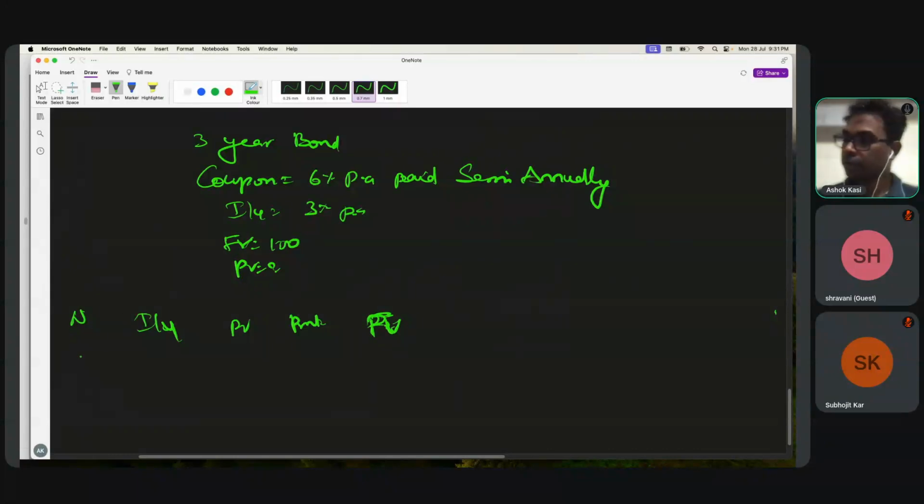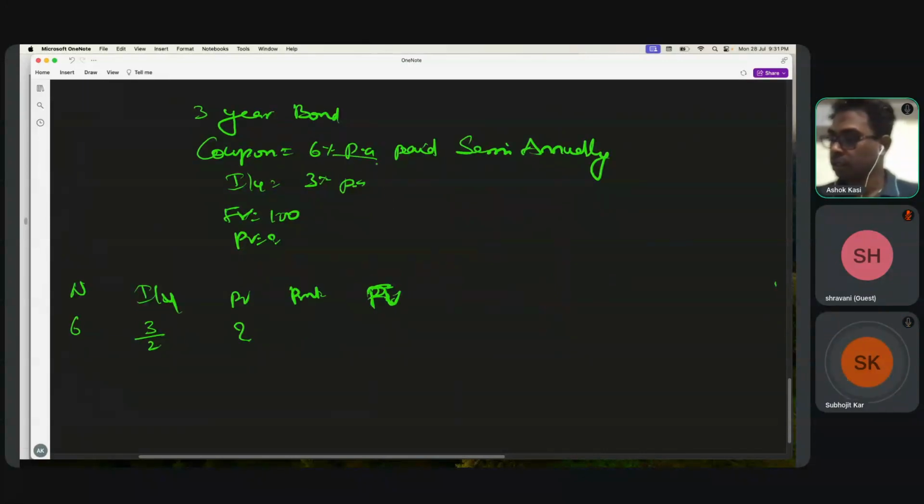N will be what here? 6. Yes, good. IY will be 1.5, yes 1.5 because it is semi-annual. Then present value we have to calculate. Payment will be 3. 6% is 6, not 30, it is 3. So you have to be careful. Future value is 100. Calculate the present value now.